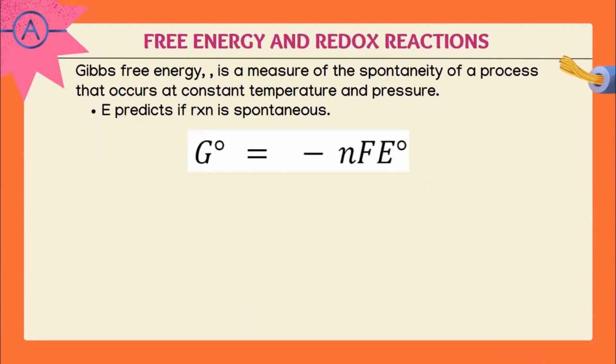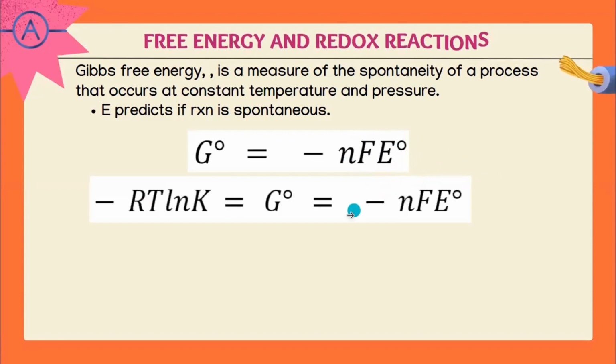So for this part, we will be focusing on the free energy and how it is related to electric potential. So G, which is known as Gibbs free energy, measures the spontaneity of the process at a constant temperature and pressure. It is also related to the electric potential given by this equation, where Gibbs free energy can be determined by multiplying the total number of electrons involved in the process times the Faraday's constant and the electric potential.